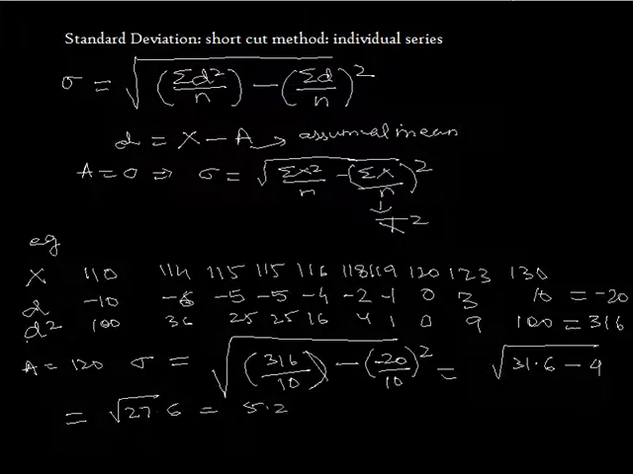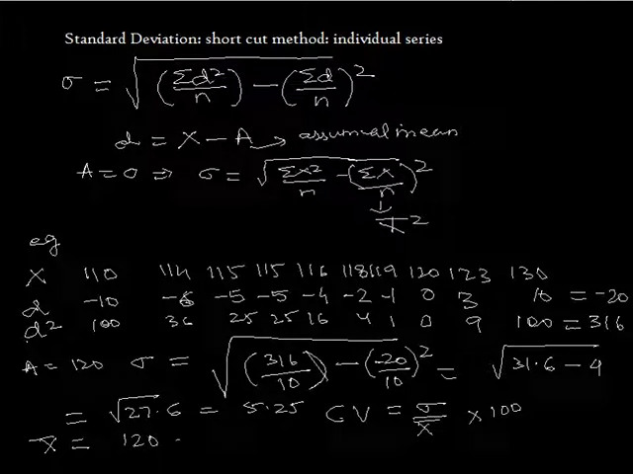Okay, so now what would be coefficient of variation? Coefficient of variation will be sigma upon x bar, the mean, into 100. Now what is mean? Mean is essentially, you can find it out, it is 120, which is your assumed mean, plus the summation of deviation upon 10.